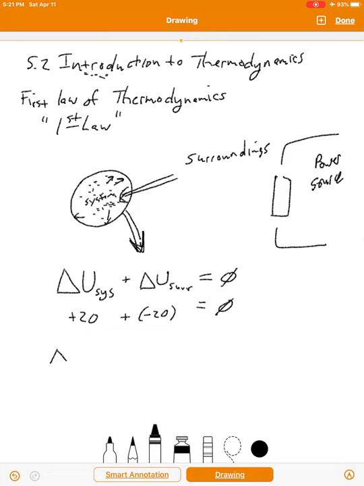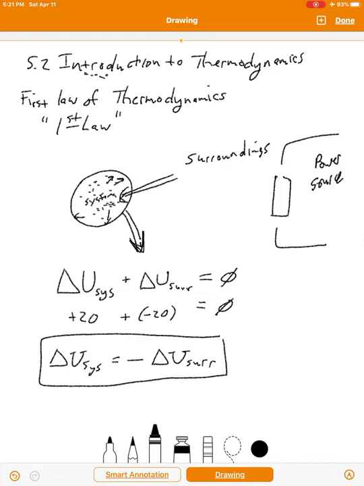So what we could do is we could write it this way. The change in internal energy of the system is equal to the negative of the change of the internal energy of the surroundings. First law of thermodynamics.